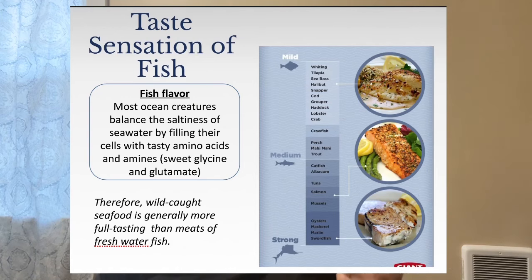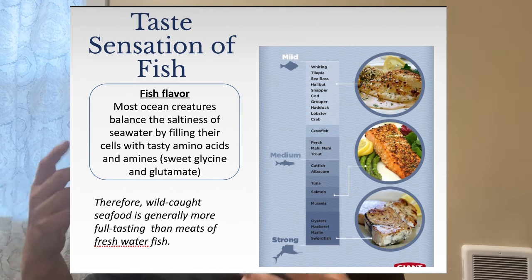Now, fish flavor depends on where a fish is raised. A fish from the sea is going to have a lot more tasty amino acids and amines than one that is raised in fresh water. And this is because they balance the saltiness of the seawater with these amino acids and amines, glycine and glutamate.